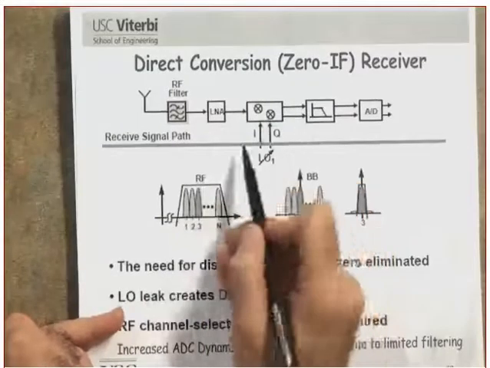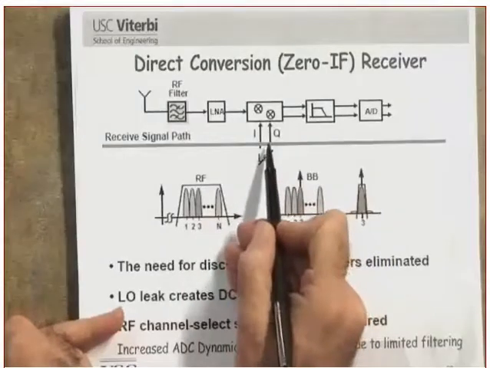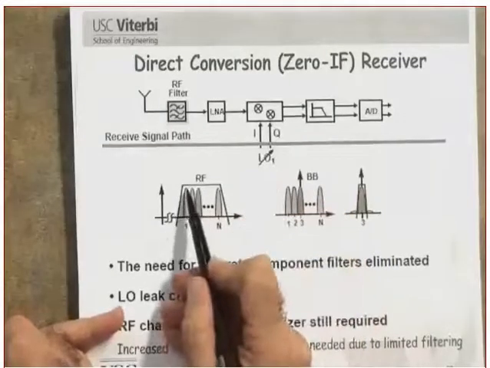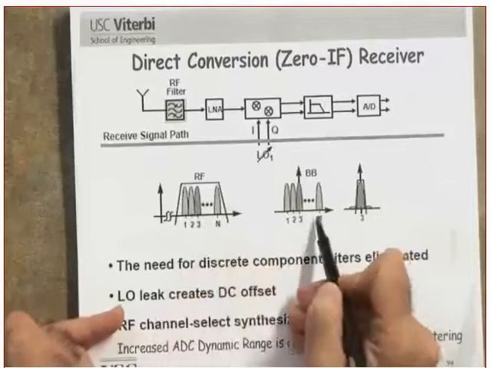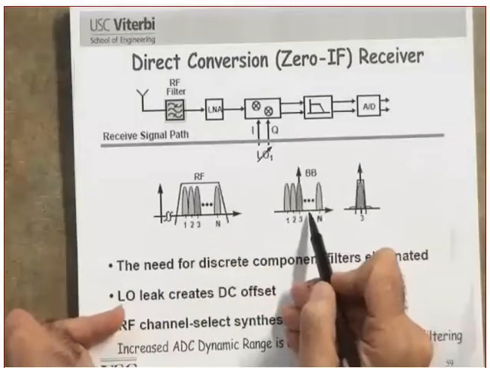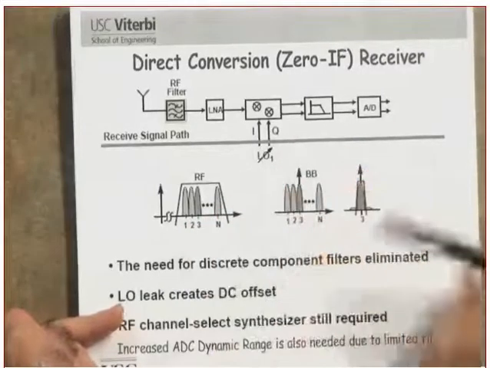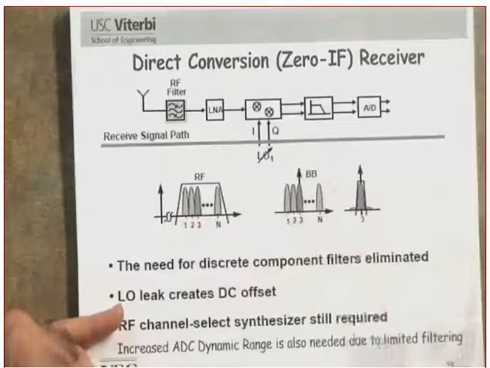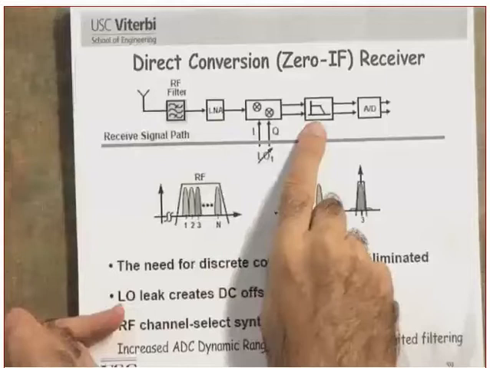What do you see right away? The IQ mixer. And you are down converting the spectrum from around RF directly to the baseband. Directly to the baseband. And what are you going to do in the baseband? Notice, by the way, did you down convert the entire band? You converted the entire band from RF to the baseband.